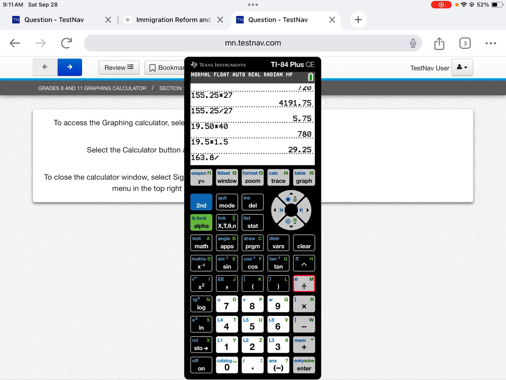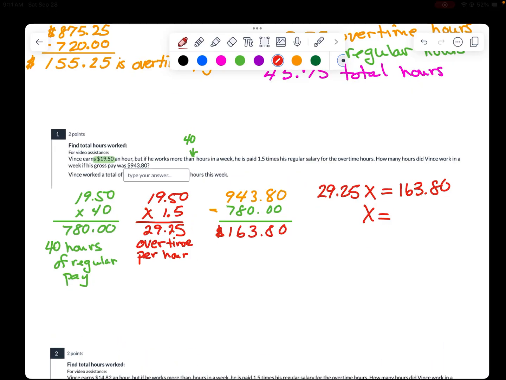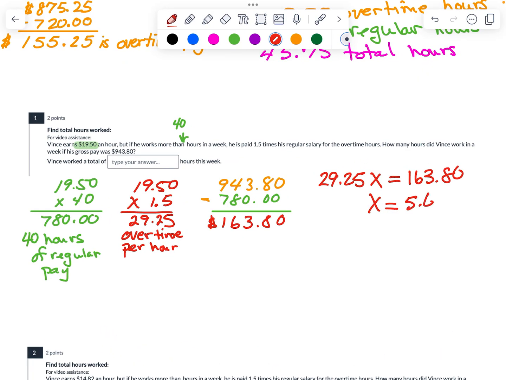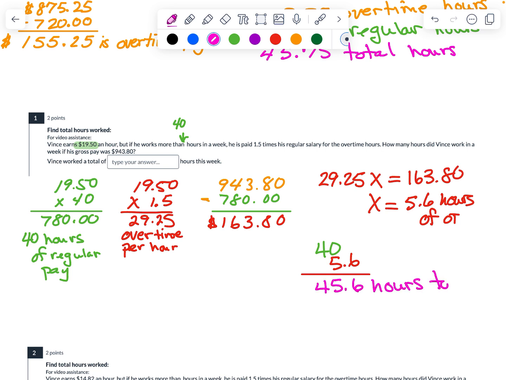163.80 divided by 29.25 is 5.6. So that is a total of, he has 40 of regular and 5.6 of overtime. So his total hours are 45.6 hours in total.